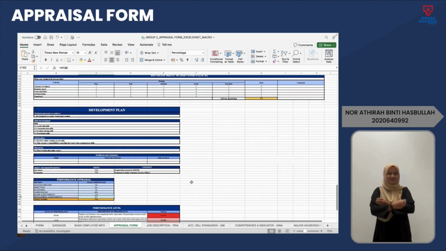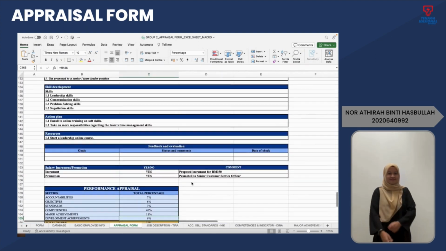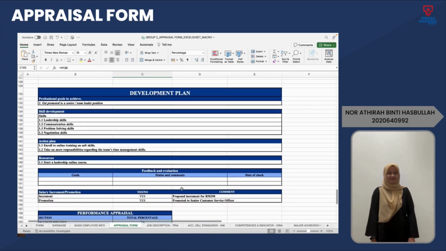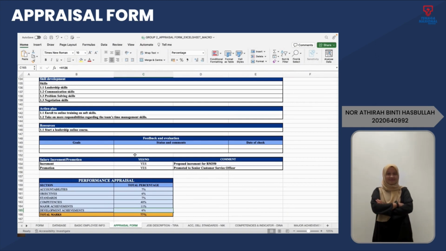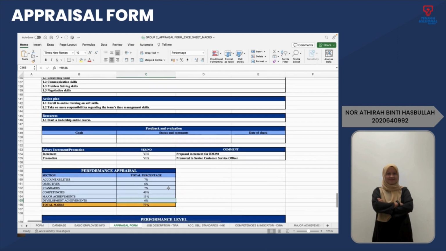The next section is the development plan, and this is to be filled out by the supervisor regarding their plan for the employee, what the employee needs to do to achieve the set goals. The feedback and evaluation section is crucial, and the reviewer needs to fill out the salary increment section to determine whether the employee is eligible or not eligible for the increment.